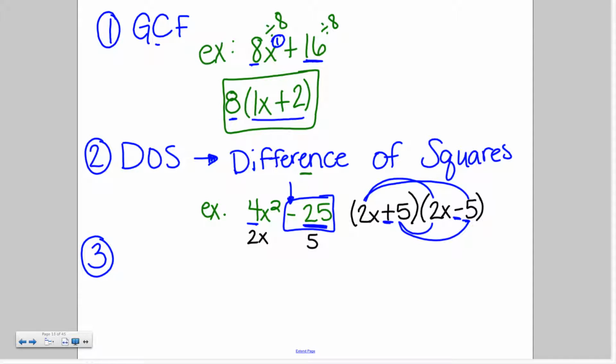Now, the other way to do this is to solve by the square root.